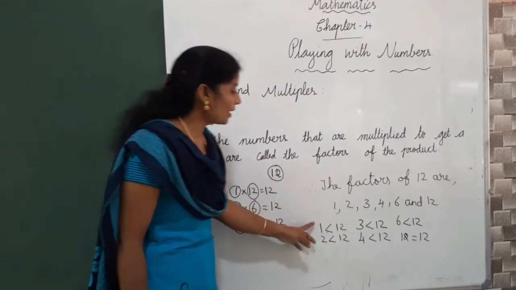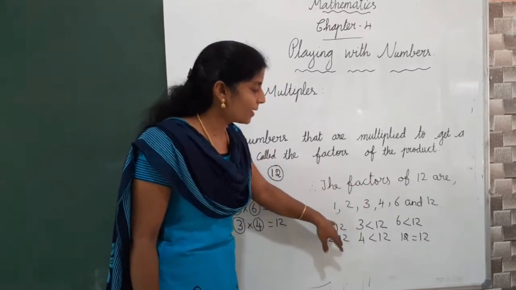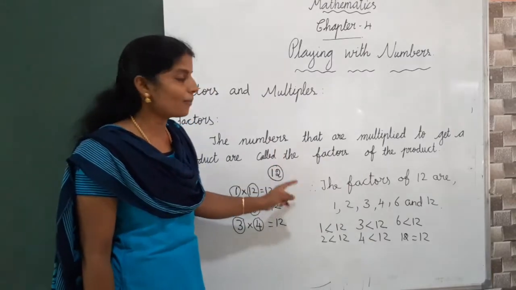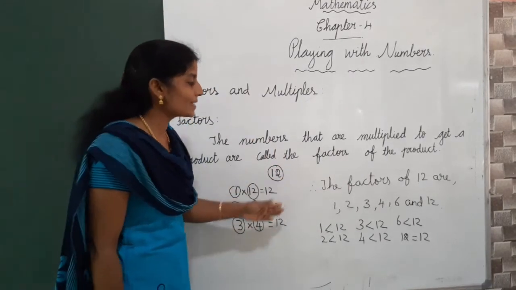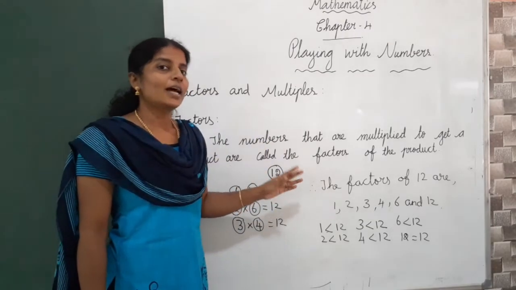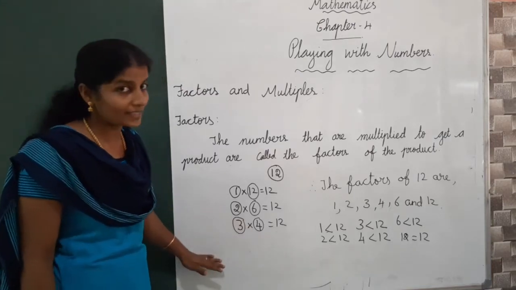Here 12, what remaining factors? Less than the number itself, otherwise equal. Not greater than. This is the point. Just remember that the factors of a number will be equal to or less than the number itself. Are you clear what factors are?